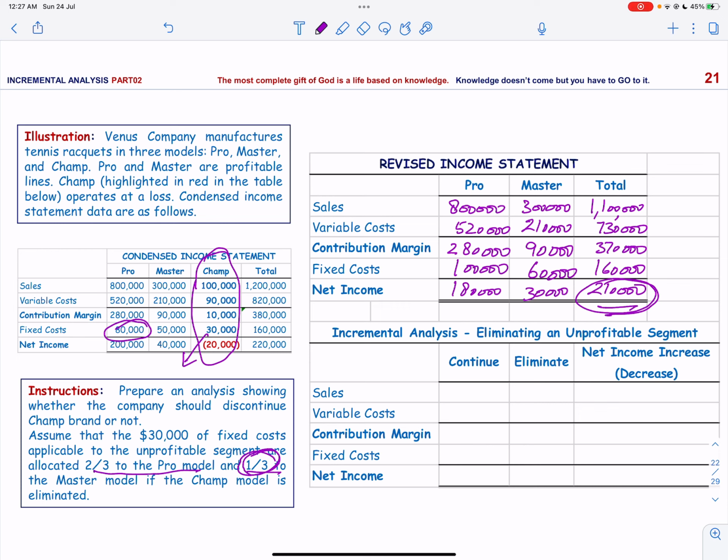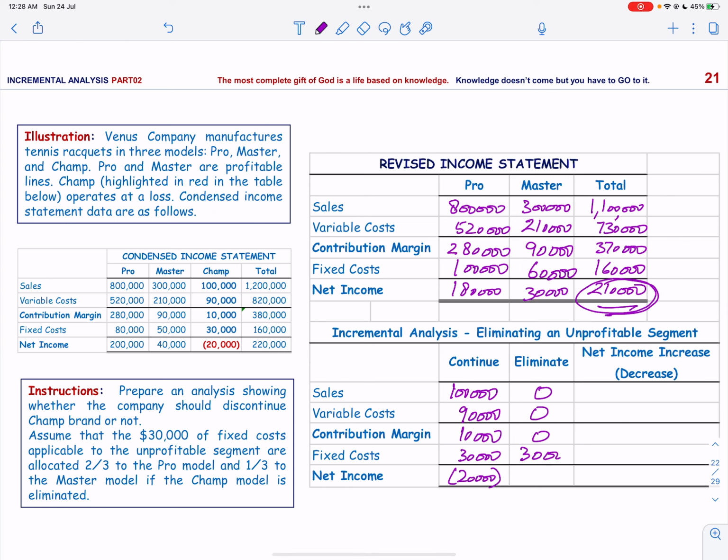If we continue with the Champ racket, the sales is 100,000. The variable cost is 90,000. So the contribution margin is 10,000. Fixed cost is 30,000. So the net income is actually a loss of 20,000. Now if we eliminate, there is no sales, no variable cost. So the contribution margin will be 0 again. And the fixed cost does not change.